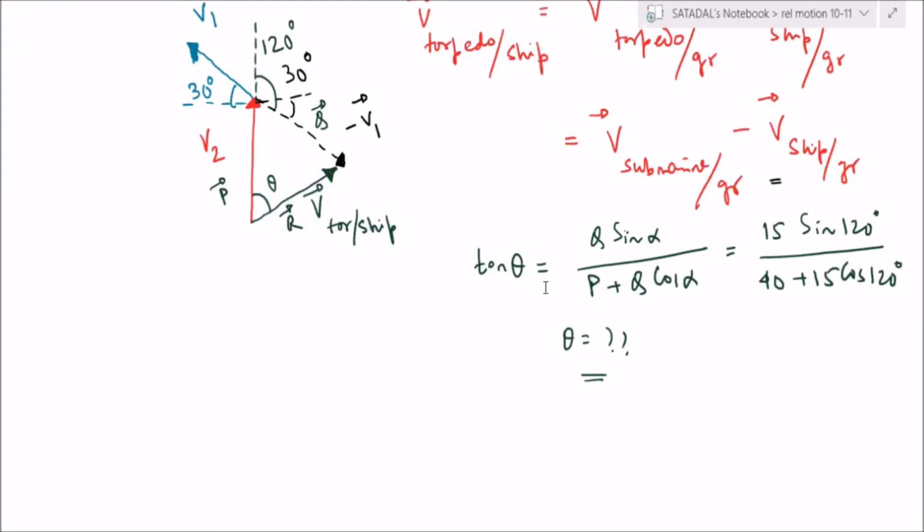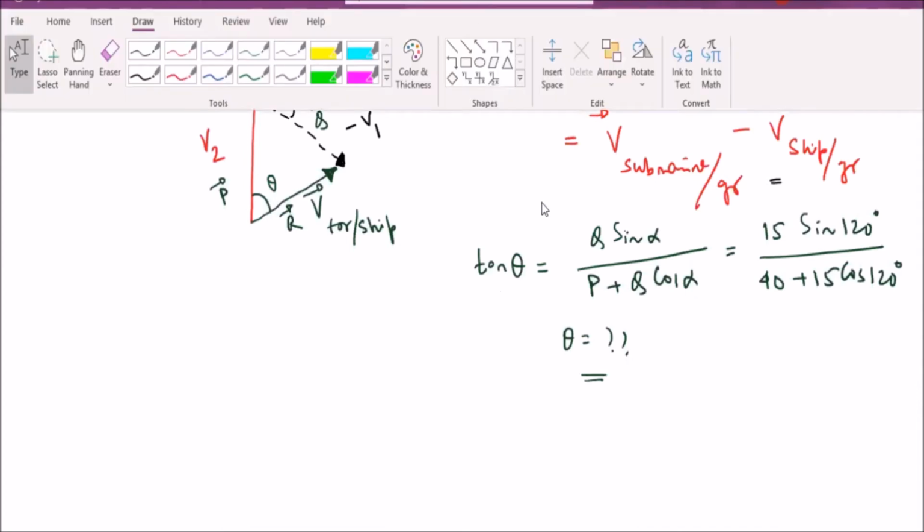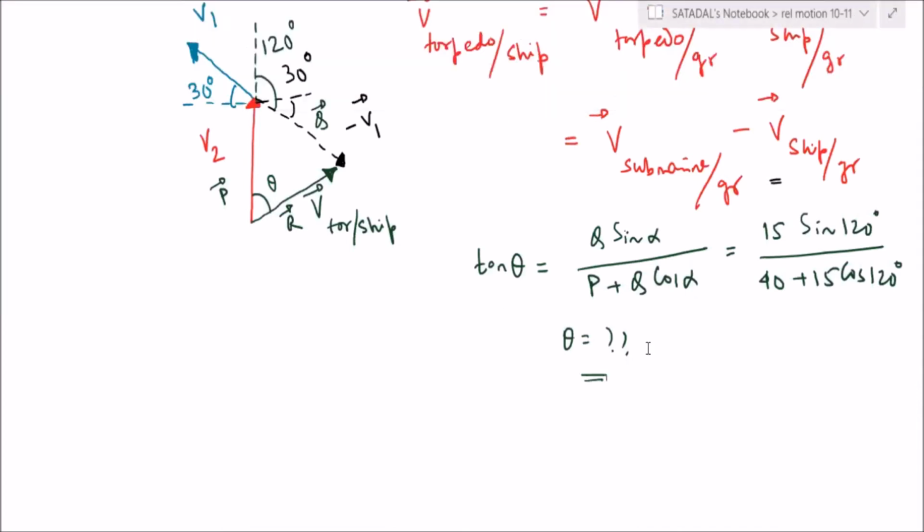Yes, Akash, go on. Sir, is R the position vector of the torpedo with respect to ship? Where is R? Sir, vector R. It is the resultant. That is the velocity of the torpedo with respect to ship. Oh, okay, sir. And sir, then what is P? P vector is the velocity of the torpedo with respect to ground. Oh, okay, sir.